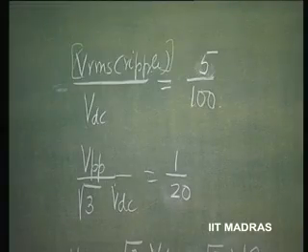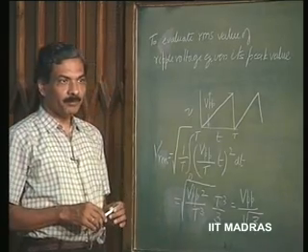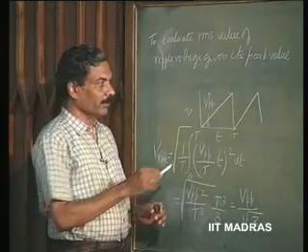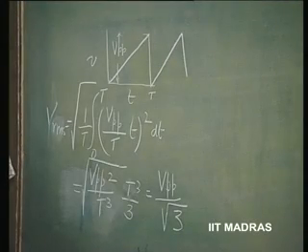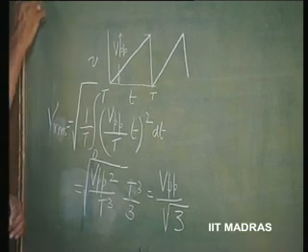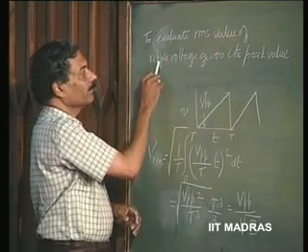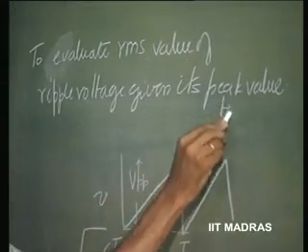I have told you to work this out as a homework problem. Given that the peak to peak value of the ripple is V peak to peak, you are asked to find out the RMS value of the waveform, assuming that it is a triangular waveform. That is, to evaluate the RMS value of ripple voltage given its peak value or peak to peak value.